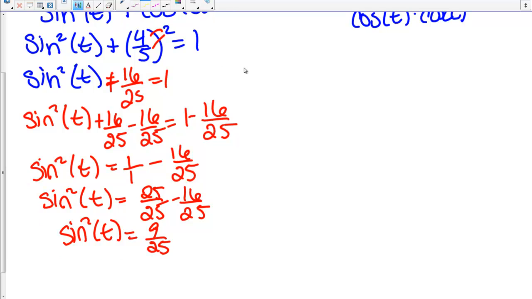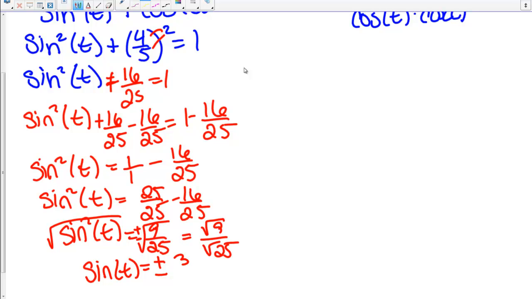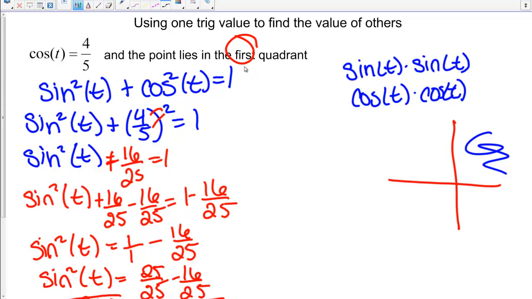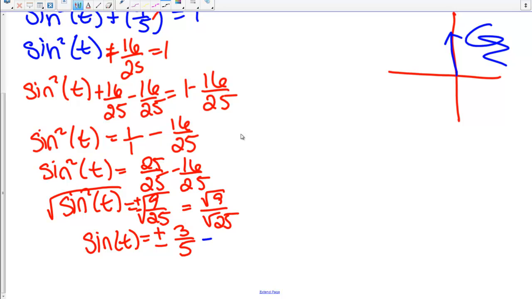We need to take the square root of both sides. And when we do that, we get plus or minus. So sine of t equals plus or minus, remember this, square root of 9 over square root of 25, 3 over 5. And is sine positive or negative in the first quadrant? So over here, sine is our y value and it's positive. So sine is positive 3/5.